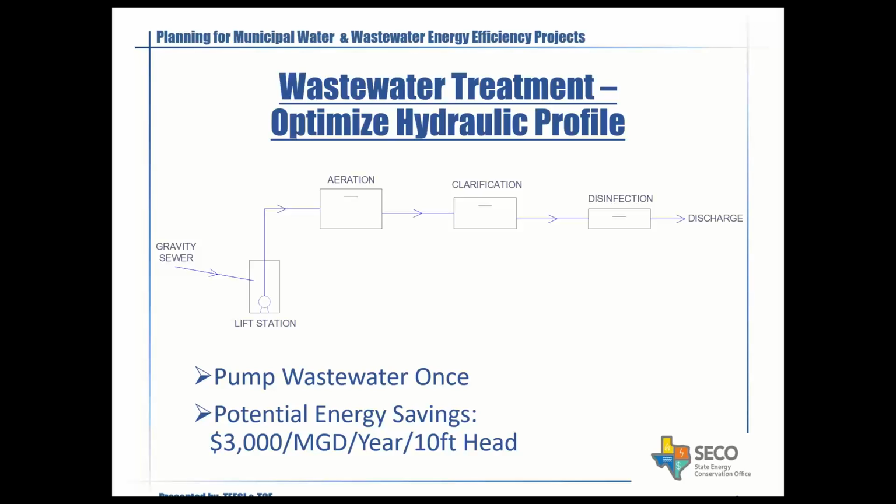We like to look at your plants to make sure you're only pumping your wastewater once. You're pumping into your aeration basin, and then everything flows by gravity to your discharge. Potential energy savings, if this is not happening: this costs you about $3,000 per MGD per year for every 10 foot of head that is wasted.